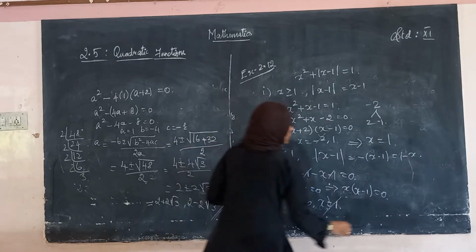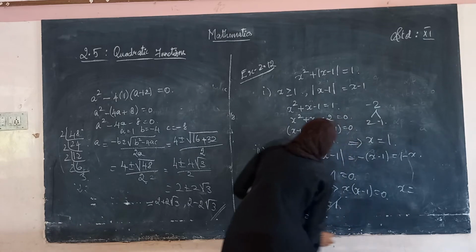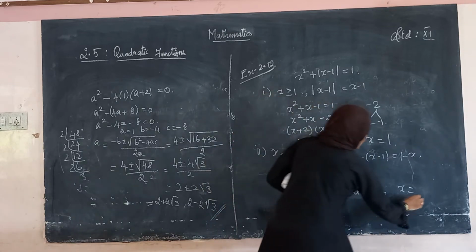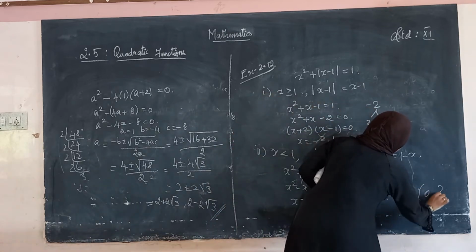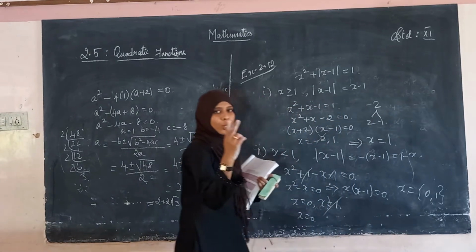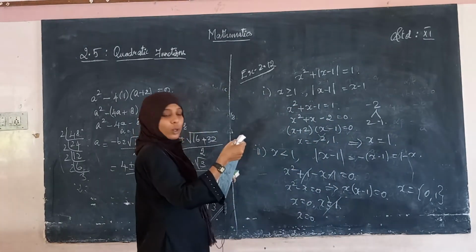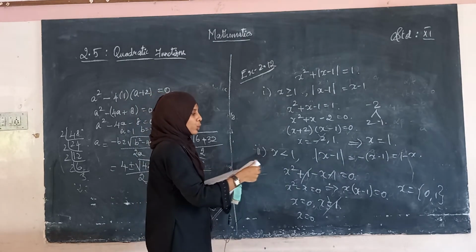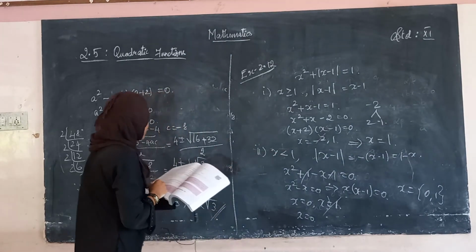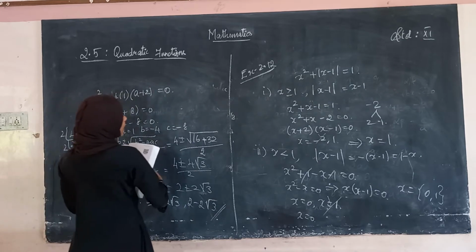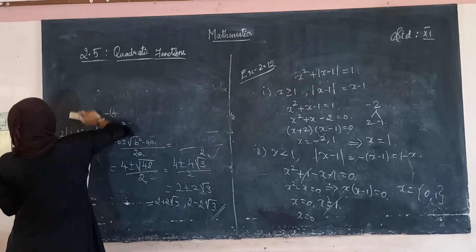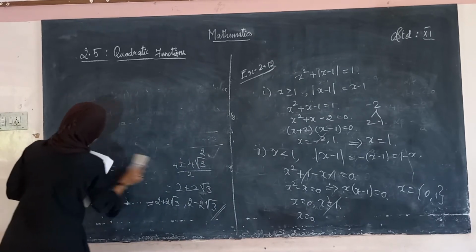Therefore, what is the solution set? In this case we have 0 and in the other case we have 1. The solution set is 0 comma 1. So, the number of solutions is 2. We only have to find the number of solutions, and the number of solutions is 2, that is 0 and 1. Okay. With this we are completing the example sums. Now, we are moving on to the exercise sums.